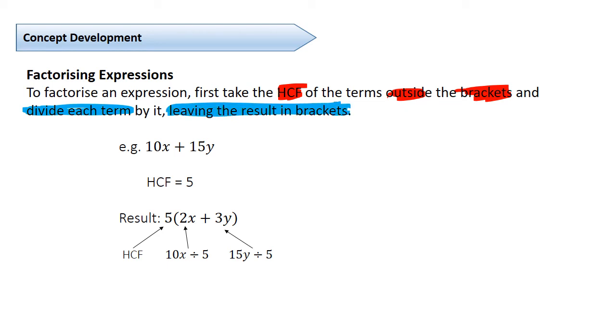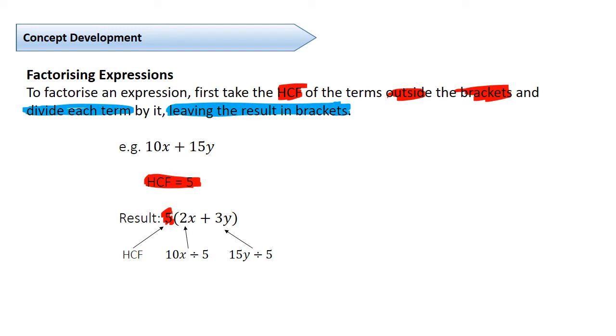Okay? So let's have a look at what that looks like when we piece it all together. So we have an example here. Starting here, we have 10x plus 15y, and we are looking at factorising that. We can see that the highest common factor is 5, and 5 is going to go outside the brackets.